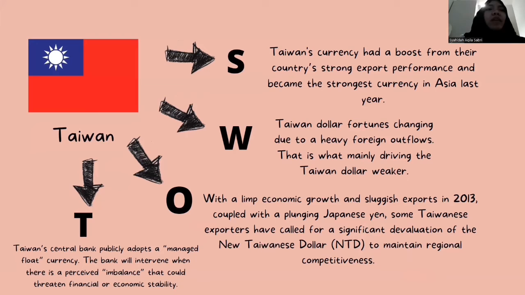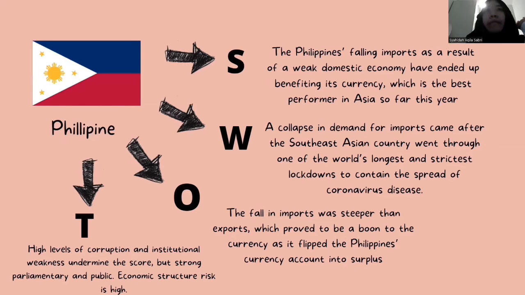So dia punya threats pula, Taiwan Central Bank publicly adopts a managed float currency. So bila currency tu float, dia akan at the end of the day it will become negative and takkan ada surplus lagi dah. And then the bank will intervene when there is a perceived imbalance that could threaten financial or economic stability. So now we move on to Philippines.